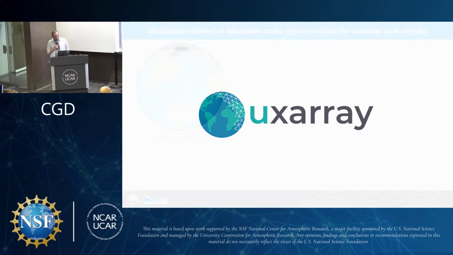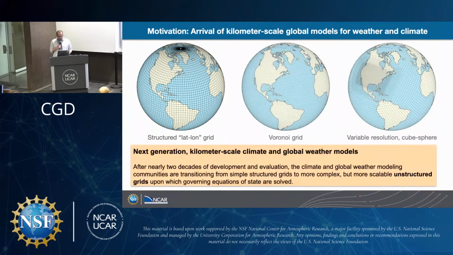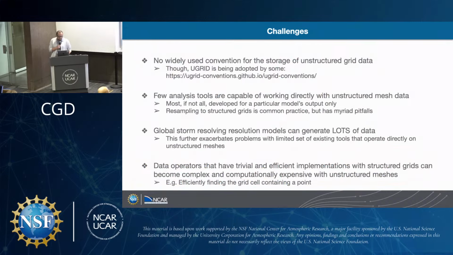Moving on. There were very similar motivations, the arrival of kilometer scale global models, and for the time's sake, I will be really fast on a number of these slides because I think both Brians did a great job on motivating us on the kilometer scale global models already. But in general, supporting MPAS-like Voronoi tessellations and CAM spectral elements like variable resolution cube sphere and others is part of this motivation as well.